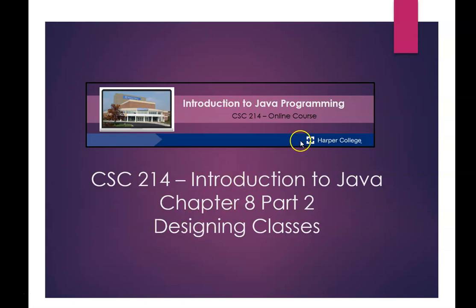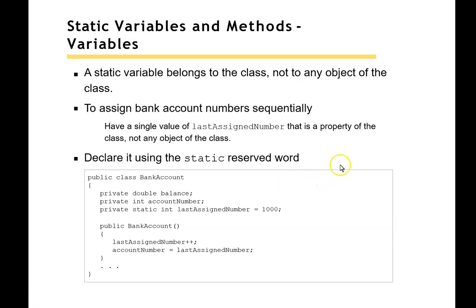Welcome to part 2 of Chapter 8, Designing Classes. Here we're going to talk about static variables and methods. A static variable belongs to the class, not to any object of the class. It's like a feature of the cookie cutter, not the cookie.